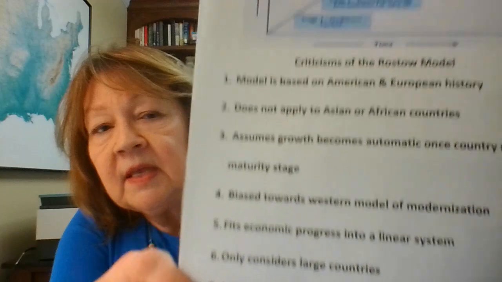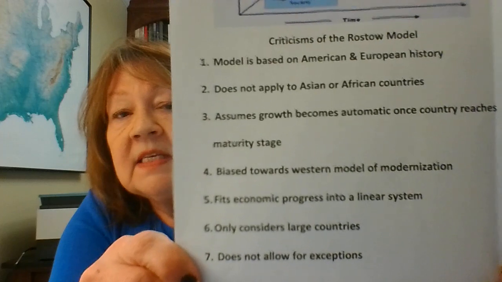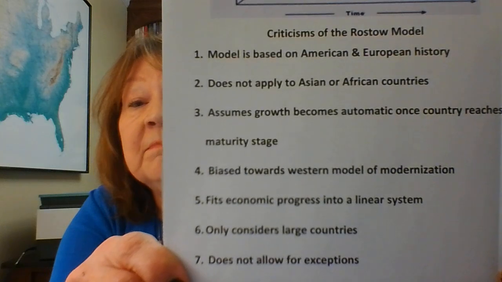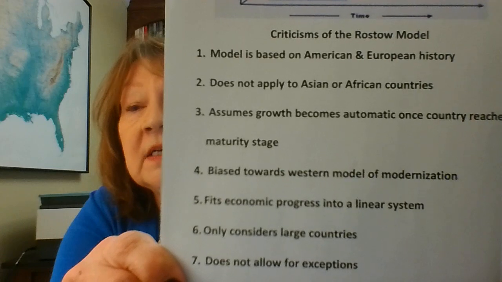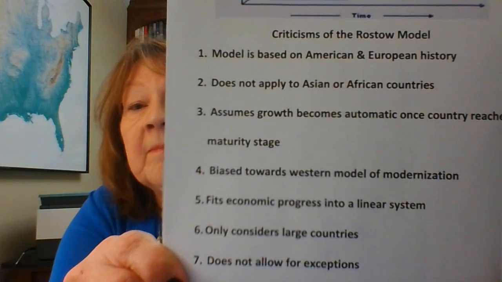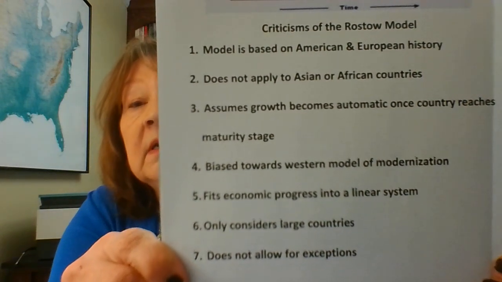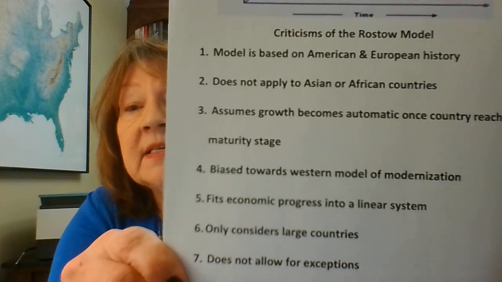Now, the criticisms of Rostow's model are many. Number one criticism that people usually come up with is that it's based on American and European history, and that it defines the American norm of high mass consumption as being integral to the economic development process of every industrialized society. So what we consider as normal high mass consumption has to be found in the development process of all industrialized countries.